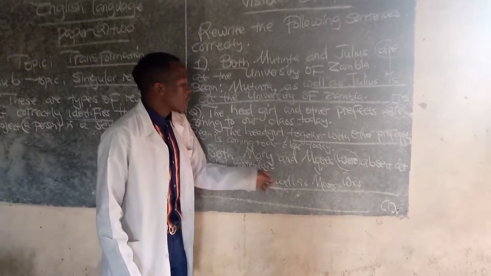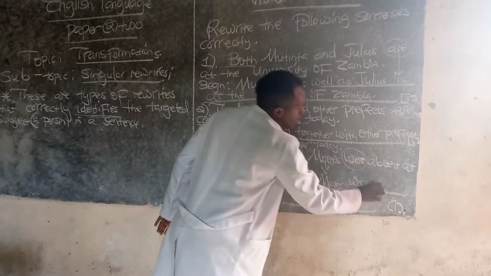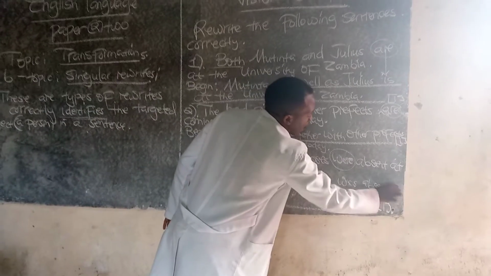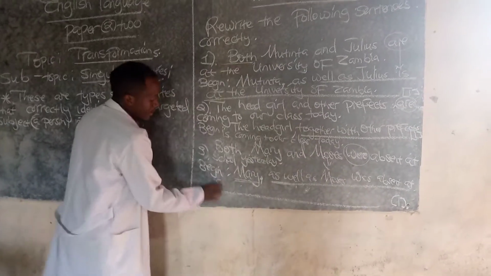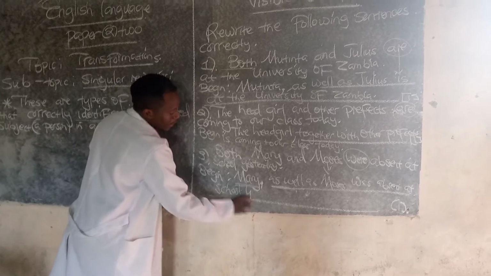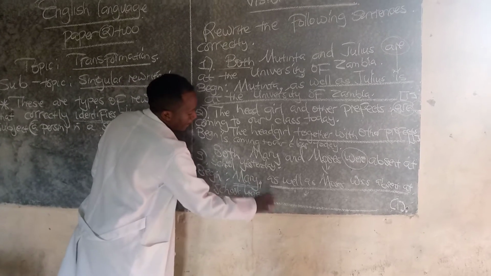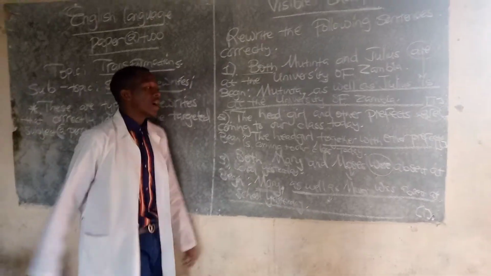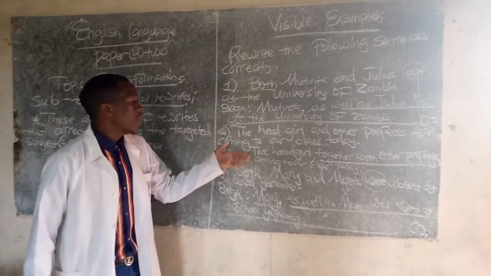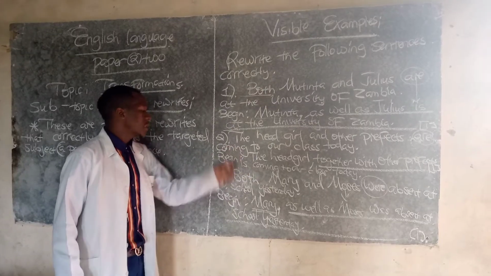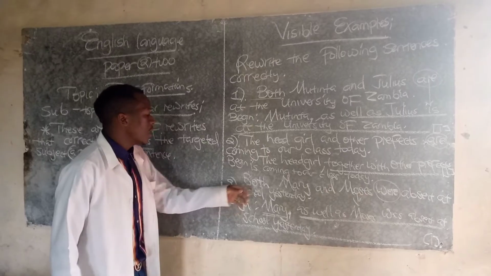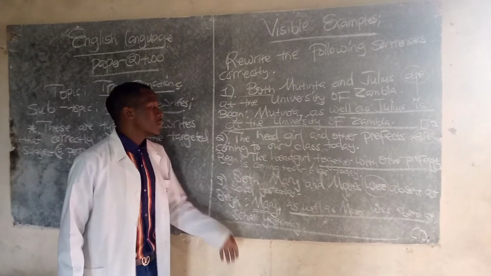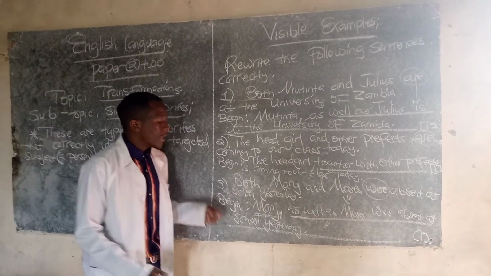Then Mary as well as Moses was absent at school yesterday. Then that is our answer. Both Mary and Moses were absent at school yesterday. Begin. Mary as well as Moses was absent at school yesterday.